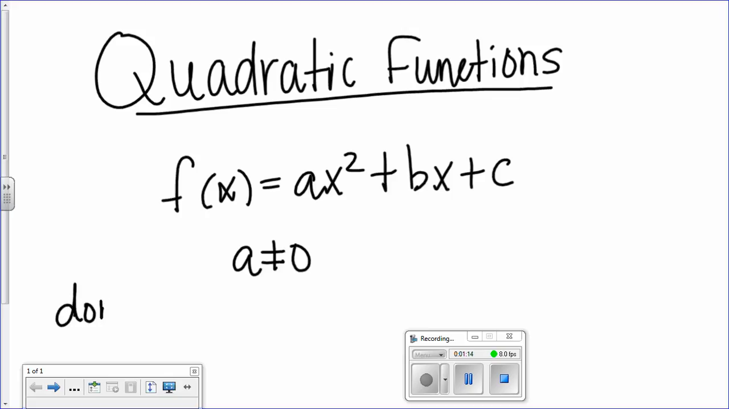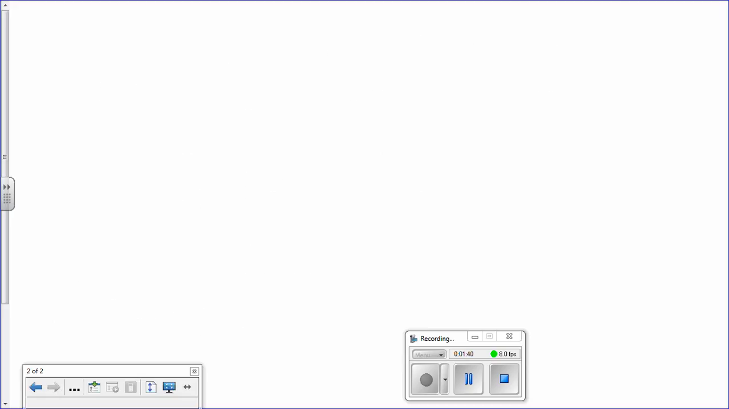The domain of a quadratic function is all real numbers. I can put anything I want into this function. I'm not necessarily going to get anything back out, but anything can go in. There are no restrictions on the domain. You might remember what these are shaped like, right? You get the shape, the parent function.